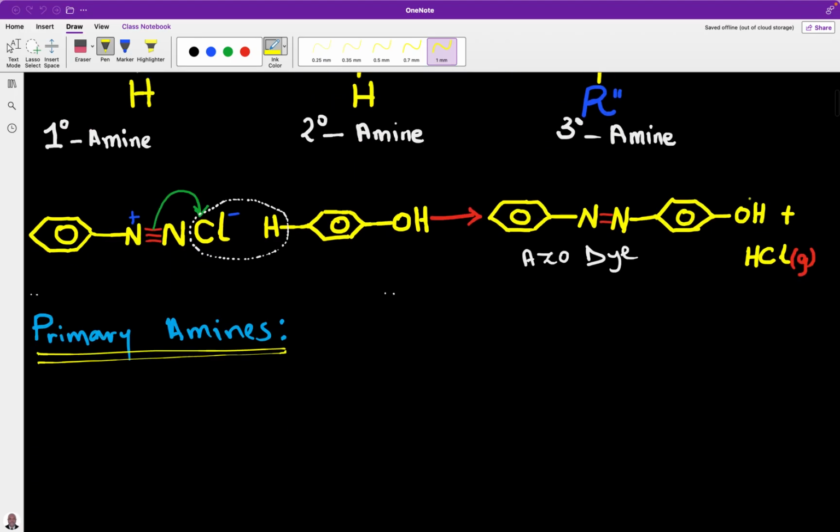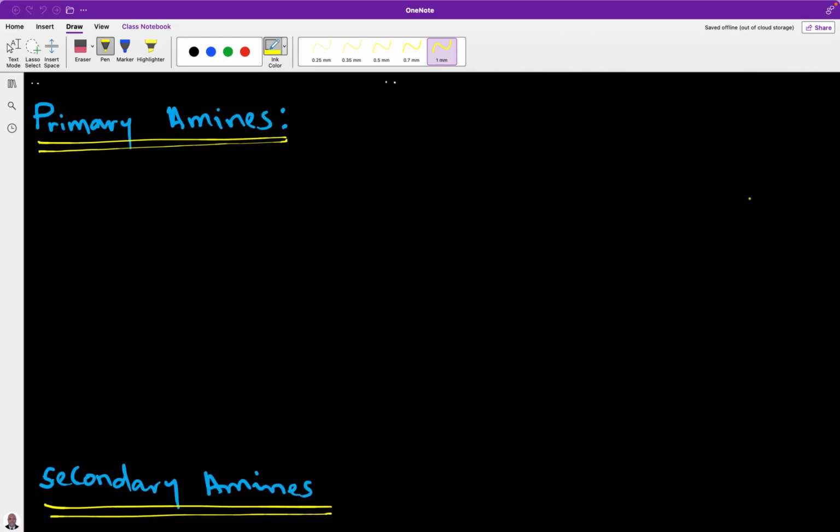As for primary amines, primary amines have an amino group bonded to an alkyl or an aryl group. That is, I'm talking of an aromatic group. Examples of these primary amines are things like methyl.